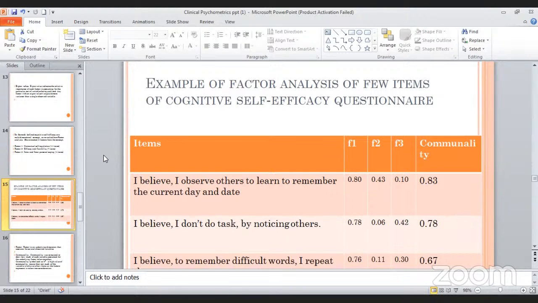Okay, I'm going to continue. Sure, you continue. Okay, so this is the communality. For all of these 3 factors, it shows how much proportion of the variance can be explained by each item. That is the communality: how much common variance can be explained by the items.